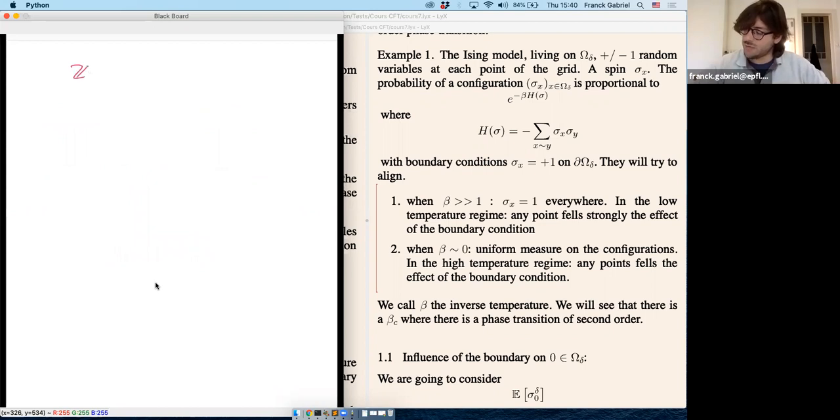Which means that I will have a model on Z^2. And then what I want to do still is to take the scaling limit. So if you have a model on Z^2, of course, you can define a model on delta Z^2.